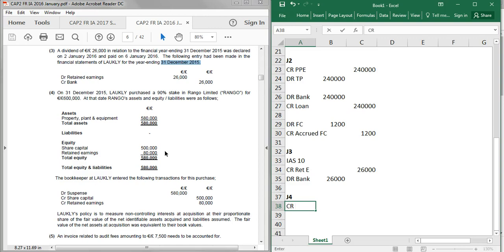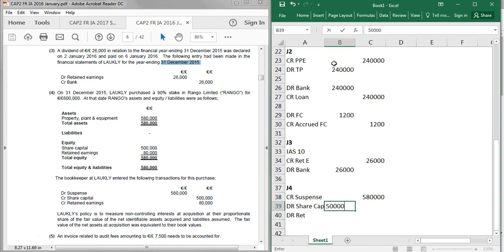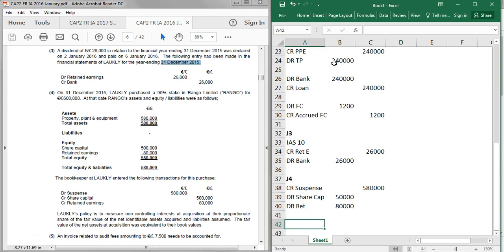You will credit suspense, 580. You will debit share capital, because crediting is increasing share capital, which is wrong. And you will debit retained earnings, because that's not the right adjustment either. So this is testing your knowledge of IFRS 3. So here we're going to debit share capital 500 and we're going to debit retained earnings 80. So you can do it a number of different ways, and the solution shows you the longer 3-step approach. But the easiest thing is reverse the prior entries and start from scratch.